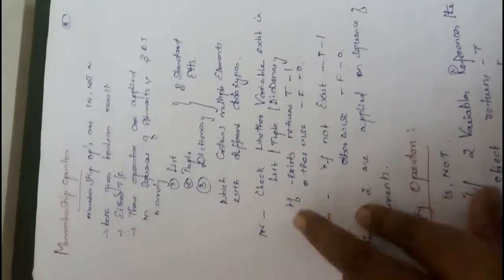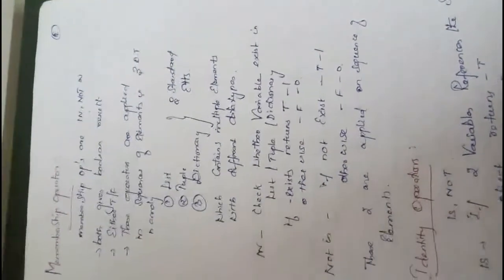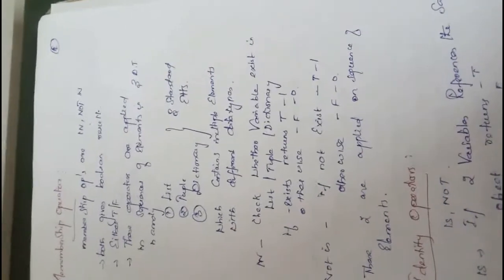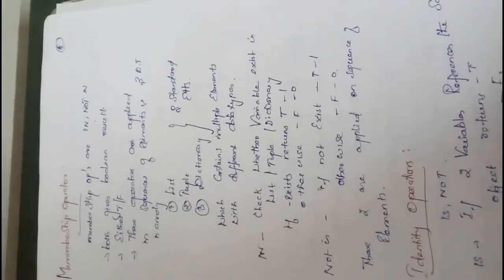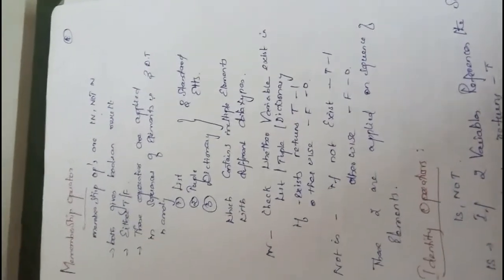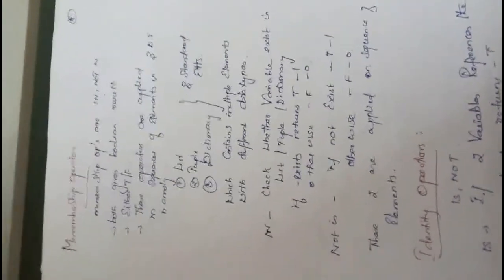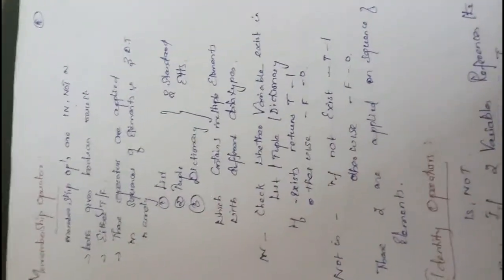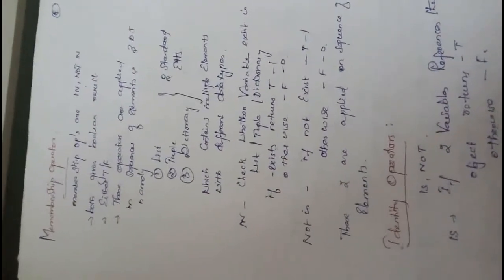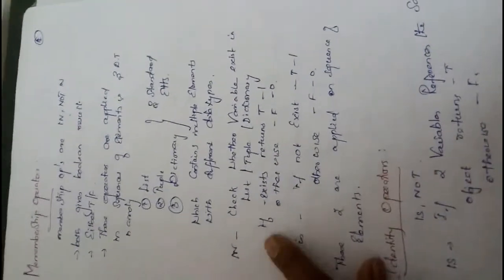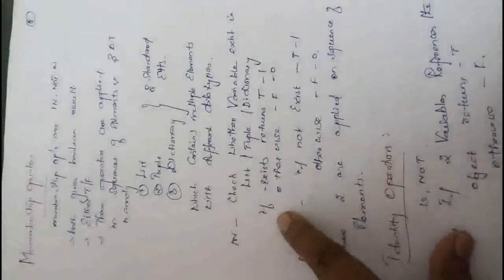Okay, so let us check how it works. In and not in. In means check whether the variable exists in a list, tuple, or dictionary. List, tuple, dictionary I have told already. These 3 are standard elements, sequences of elements where we can store values. So if the particular variable is available in that particular data type, whether list or tuple or dictionary, if it exists, then it returns the value true. If it does not exist, then it returns false.